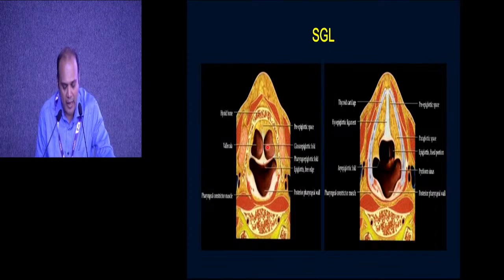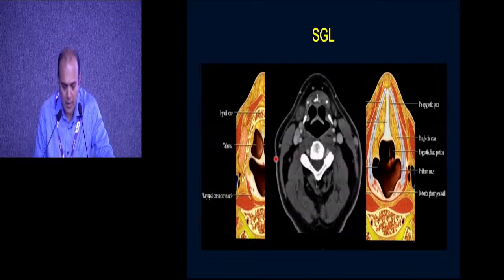On either side of this, you have the vallecula. This is the median glossoepiglottic fold, and on either side you have the vallecula. Vallecula is part of the oropharynx. It's not part of the larynx. Then this is the epiglottis you have seen. Radiologically, you can see this is the epiglottis here, and this is the median glossoepiglottic fold.